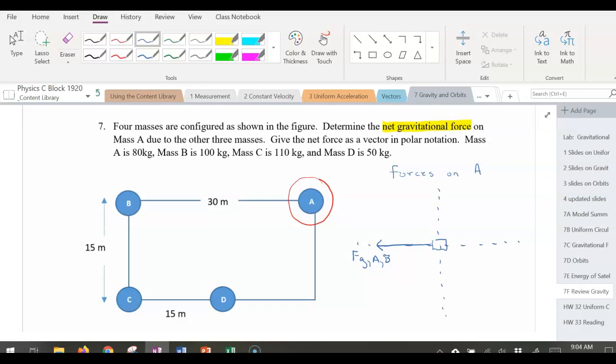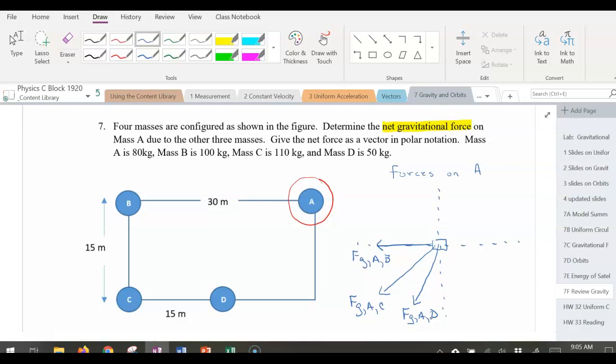Okay, let's do the same thing for C. C is down diagonally at the other corner from A, and so it's going to try to pull A down there closer to C. This is the force of gravity on object A by object C. Similarly, D is going to try to pull A closer to it, so this is the force of gravity on A by D. Okay, so we have all of the forces.